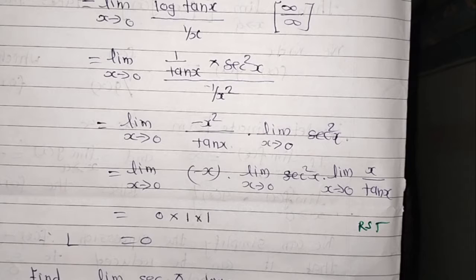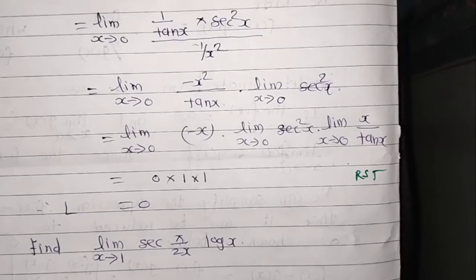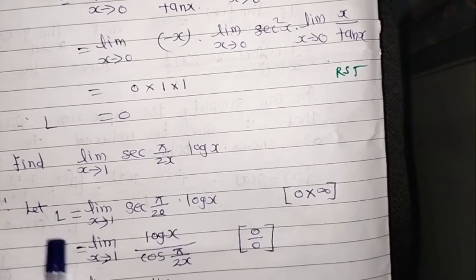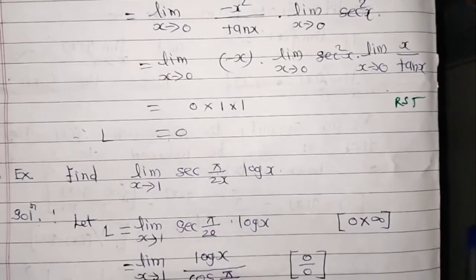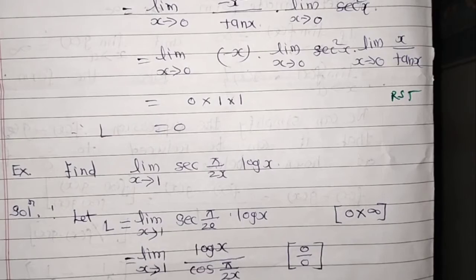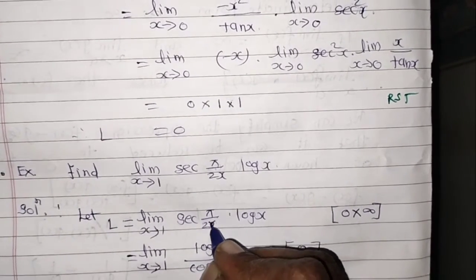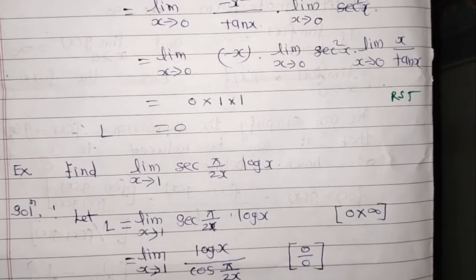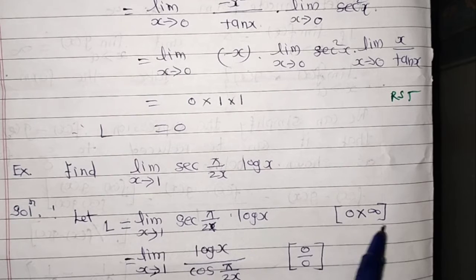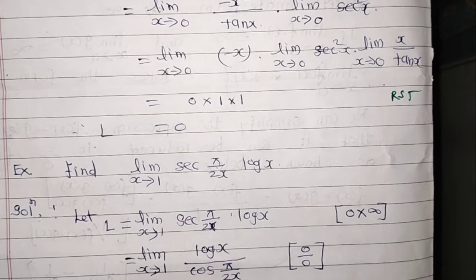Now we consider the second example. Find limit x tends to 1 of sec of pi upon 2 x into log of x. Let us consider the solution of this example. Let L equal to limit x tends to 1 of sec of pi upon 2 x into log of x, which is of the form: x is 1, sec pi by 2 is infinity and log of 1 is 0, so that here the form is 0 into infinity.